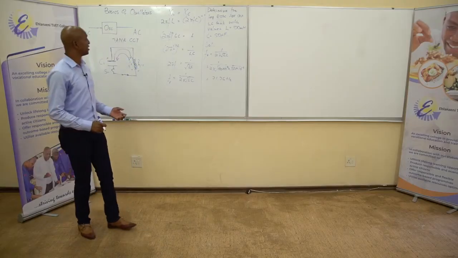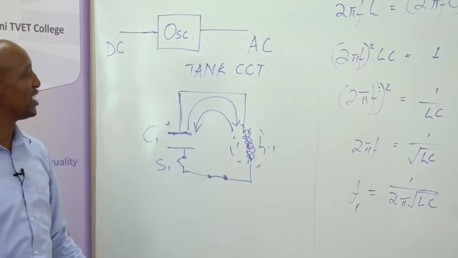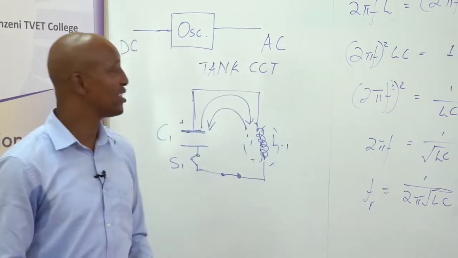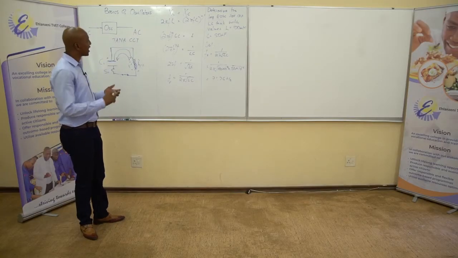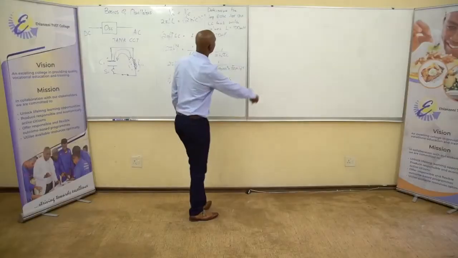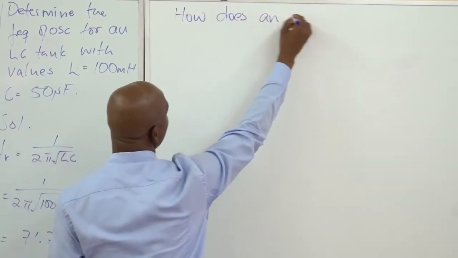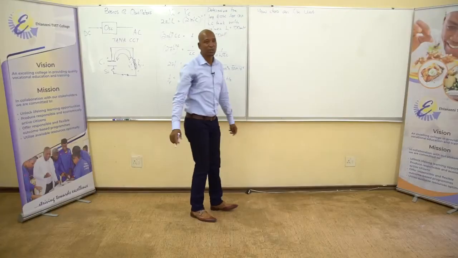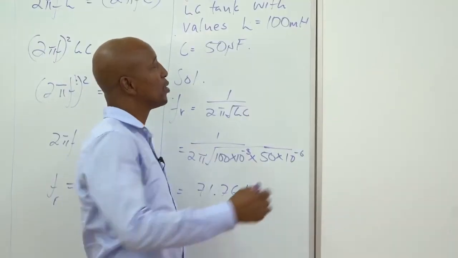So, that being said, now you can tackle how you achieve oscillation, how you calculate the frequency of oscillation of a certain tank circuit, and you can also find that frequency of oscillation. Well and good. How does an oscillator work? Now, let's look at how an oscillator works. I will use a simple block diagram to explain how an oscillator works.